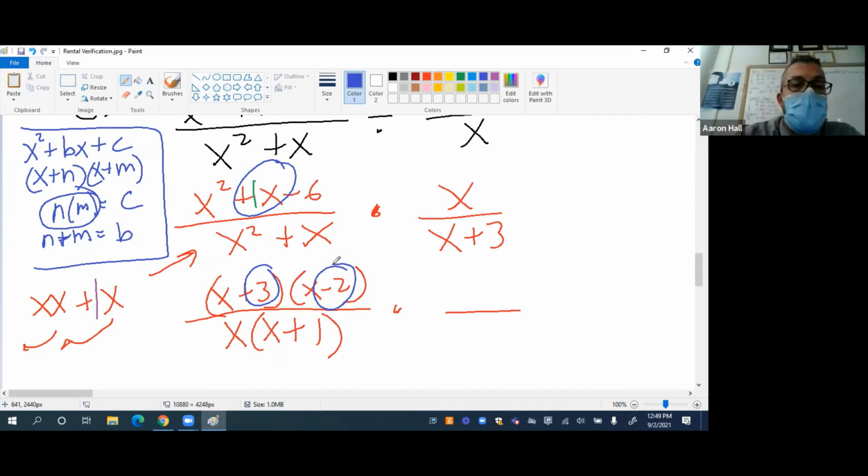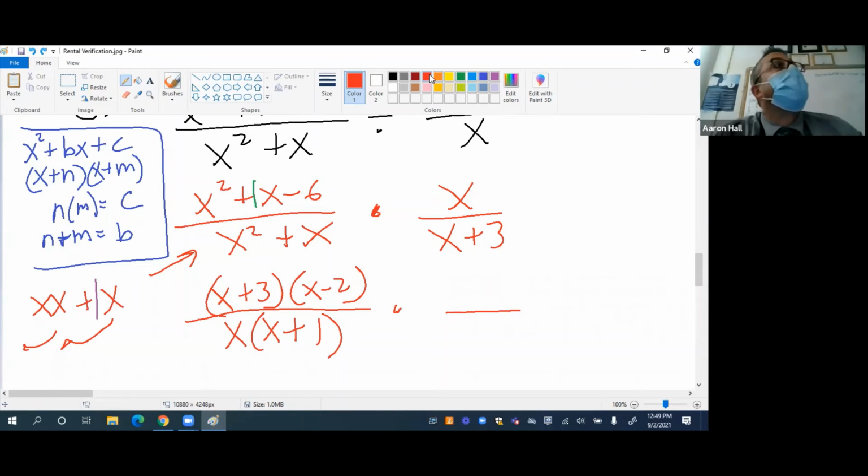Because 3 and -2, when I multiply them, I get -6, but when I add them, I get 1. So there you go. Okay. So on the other side, I still have this. Was that good? Are you all right? I didn't realize that we were still factoring, and I thought this one was wrong. Oh, I see. And so on the other side, I have this x over x plus 3. Where do we go from here?